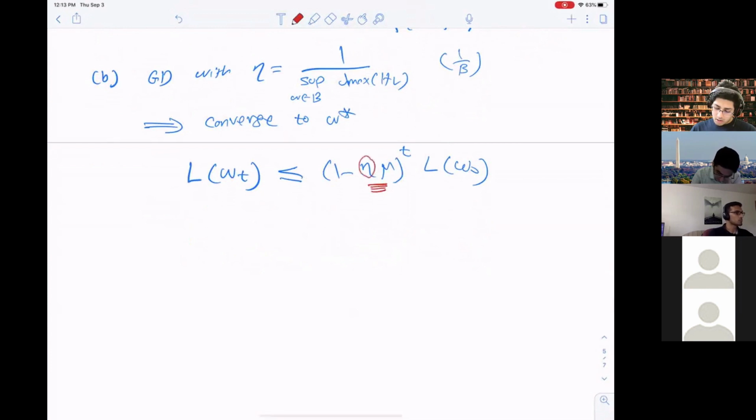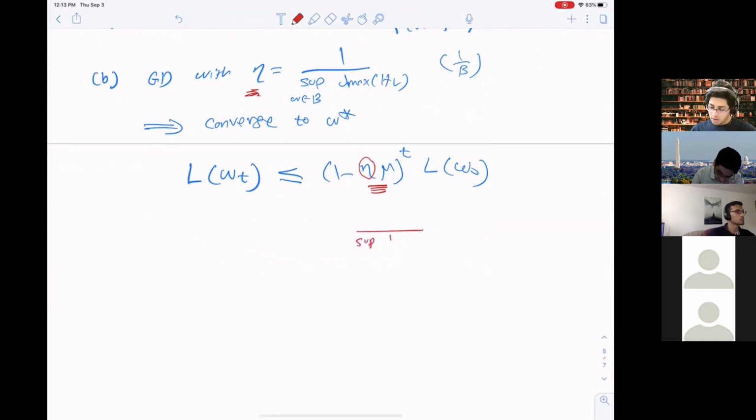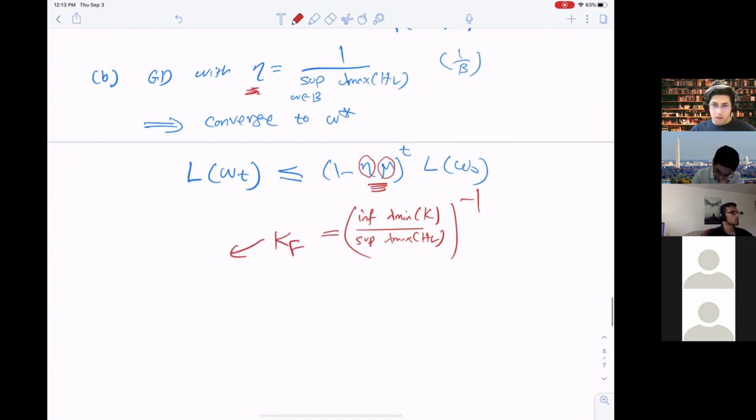What is eta? This is the step size or the learning rate, 1 over the supremum of the Hessian eigenvalues. What is mu? Mu is the infimum of the lambda min of my tangent kernel. If I look at the inverse of this, this is my condition number. And that's why we say condition number is important in the convergence of gradient descent or stochastic gradient descent.